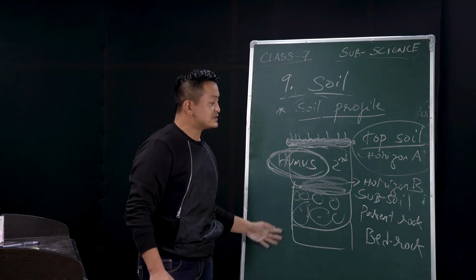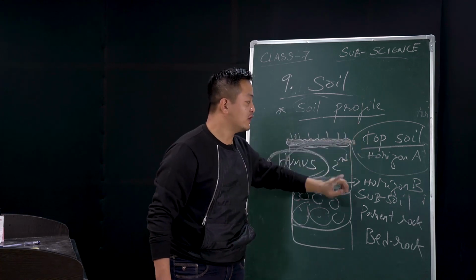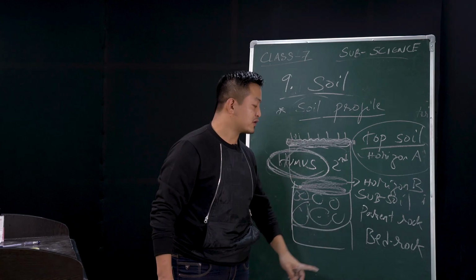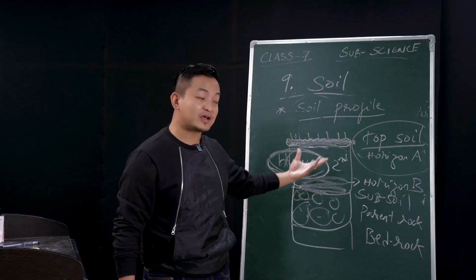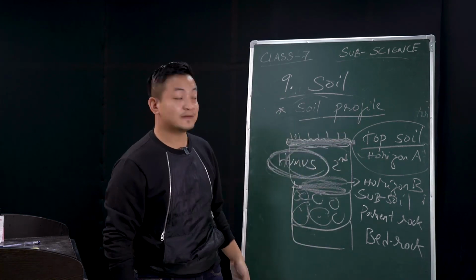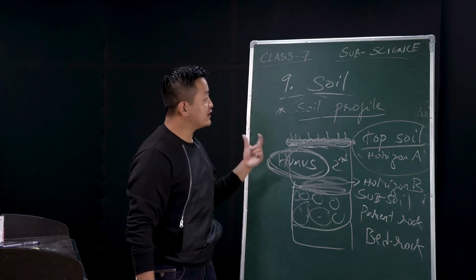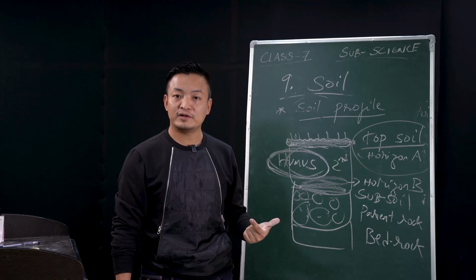Okay, so you have to remember, we have 4 layers. We have topsoil, we have subsoil, we have parent rock, and we have bedrock. They are also known as horizon A, horizon B, horizon C, and so it goes. Okay, so we are done with the layers of soil. Next, we'll start with the properties of soil.